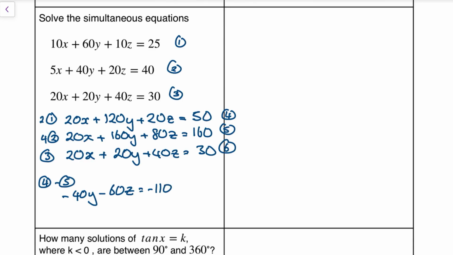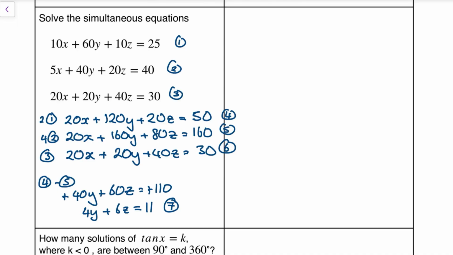Now they're all negative, so I'm going to change them all to positive because that's fine, because I'm multiplying everything by minus 1. And then I'm going to divide everything by 10, which is going to give me 4y plus 6z is equal to 11, and I'm going to call that equation 7.